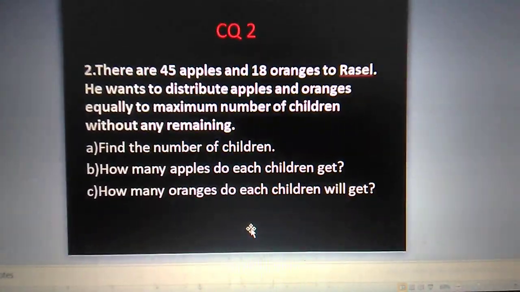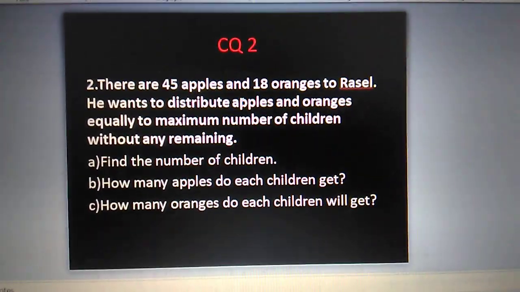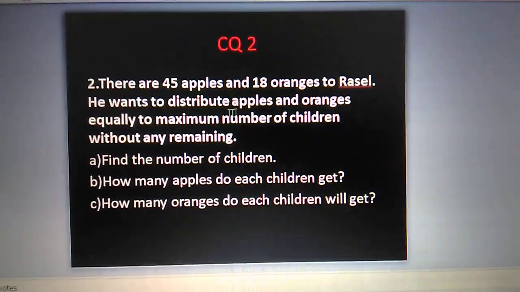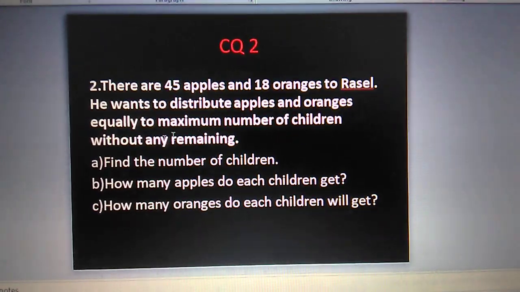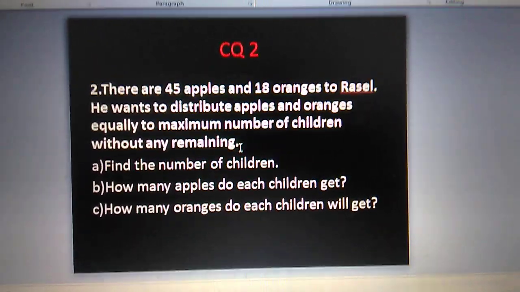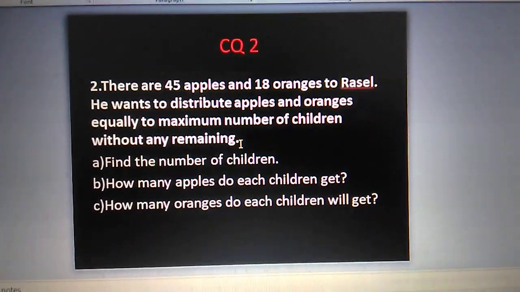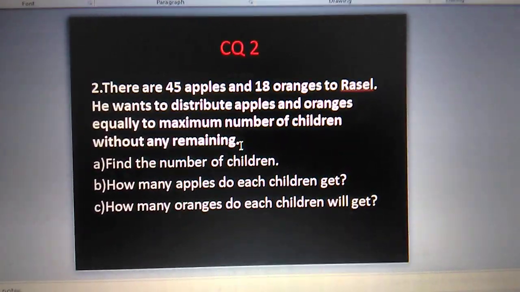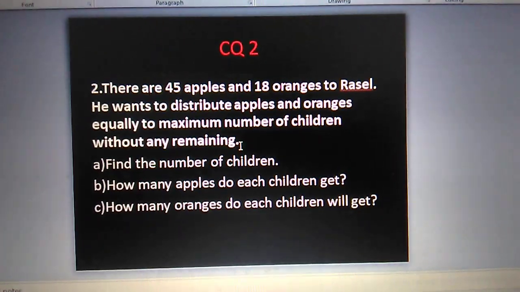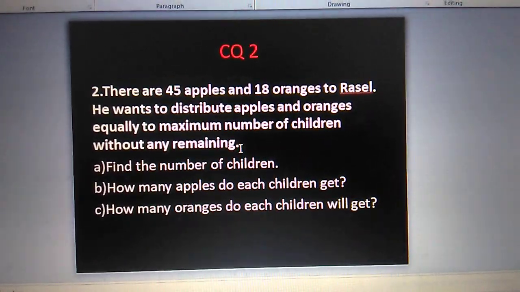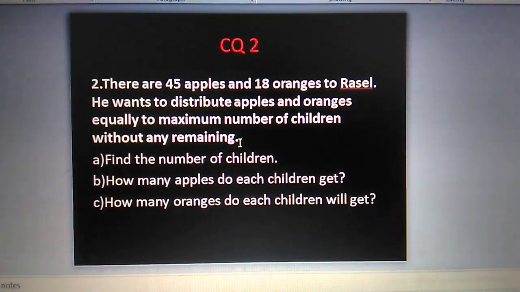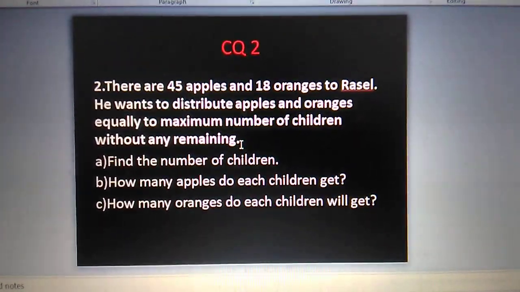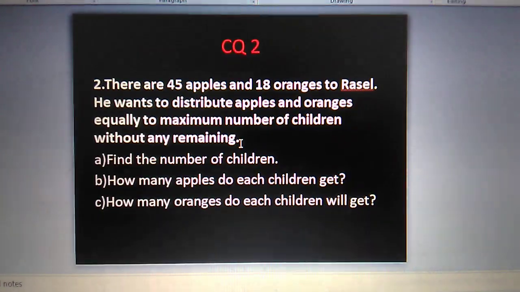So CQ2, there are 45 apples and 18 oranges with Russell. He wants to distribute apples and oranges equally to the maximum number of children without any remaining. So the statement is given: 45 apples are there, 18 oranges are there, and Russell wants to distribute them equally to the maximum number of children. So maximum and minimum are very important. When you get the word minimum, you do the LCM. When you get the word maximum, you do HCF.